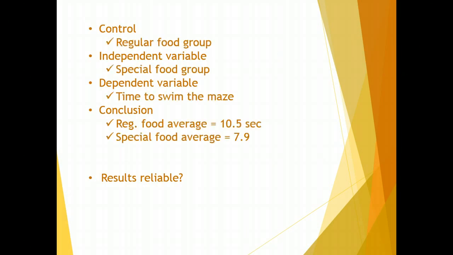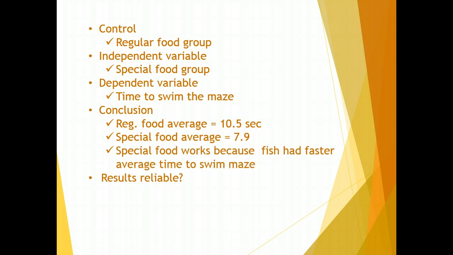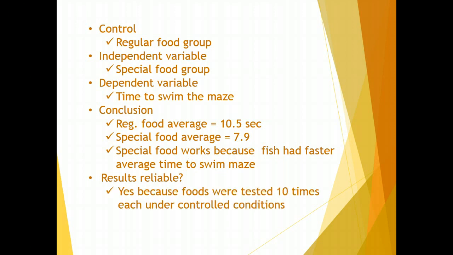The special food average was 7.9 seconds. So before you make your conclusion, think about those two things. Which is the faster time? Don't be tricked. Remember, faster times mean lesser numbers. So in this case, the special food must work because fish had faster average times to swim through the maze. Are these results reliable? Well, you could say yes because the food was tested 10 different times under controlled conditions.